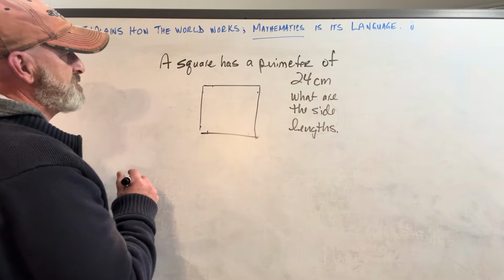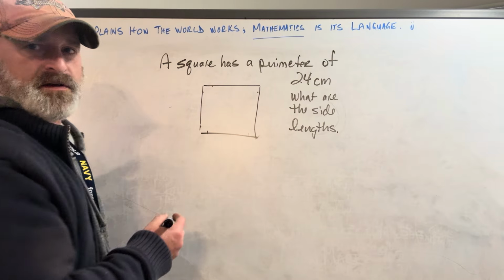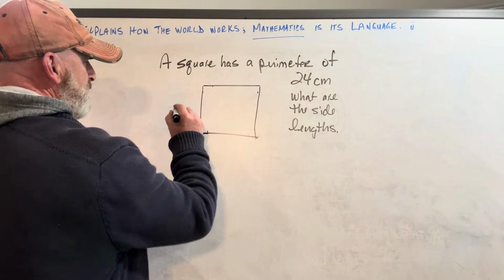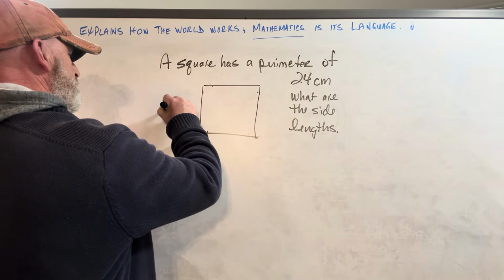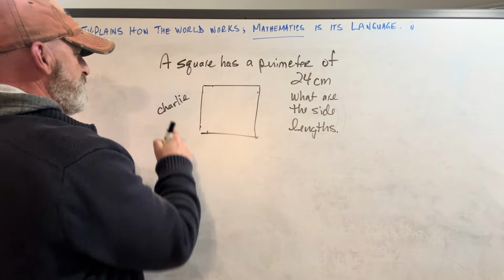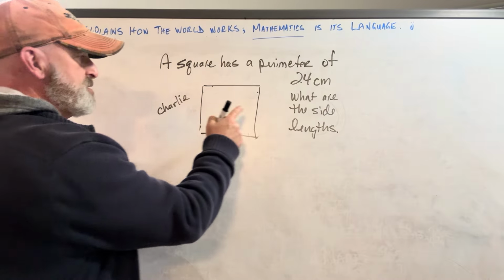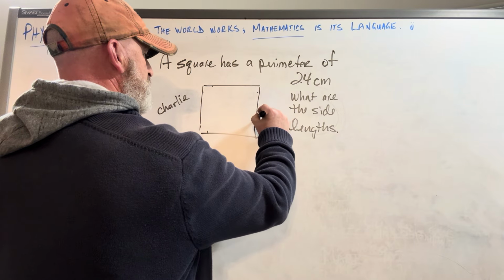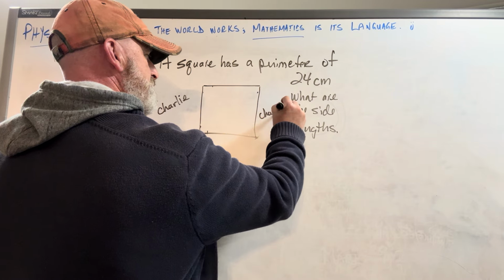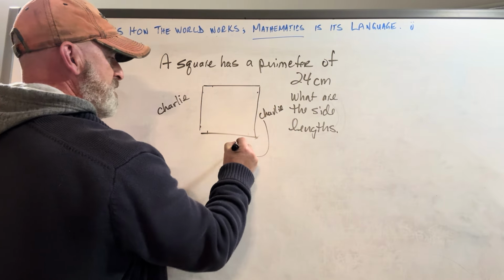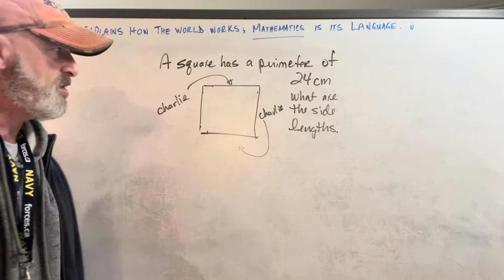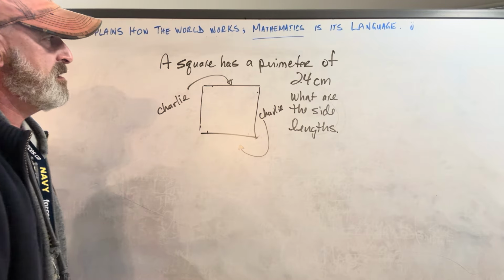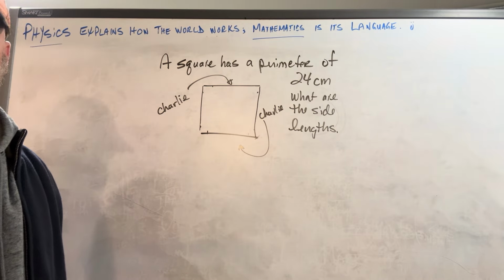So with 4 equal sides, we can call them anything we want. Let's call this side, I don't know, Charlie. Well, if this side is Charlie, and this one's the same, then this is also Charlie. And then this one would be Charlie, and then this one would be Charlie. You would have 4 sides, all called Charlie, and they would all be the same.